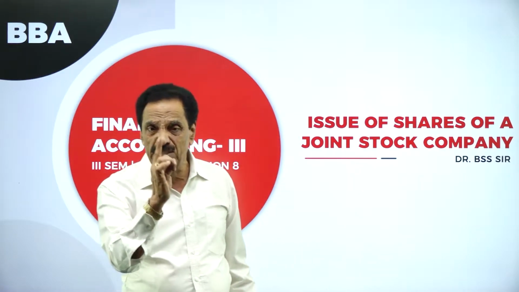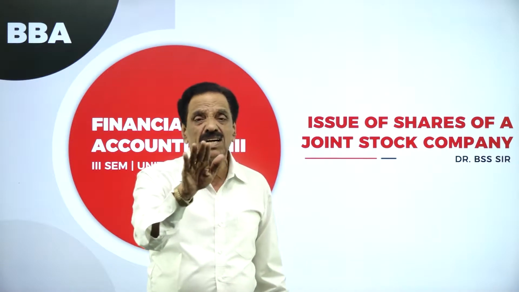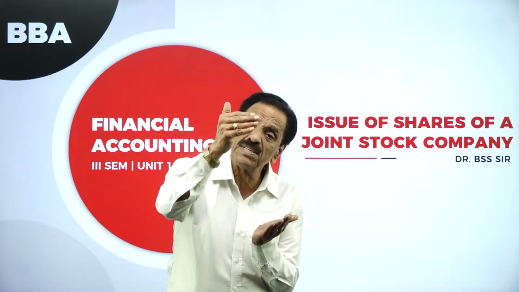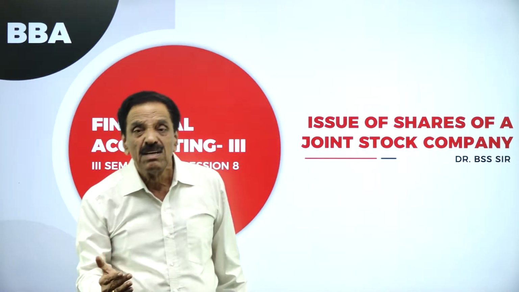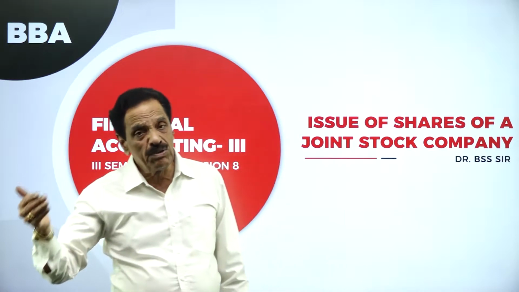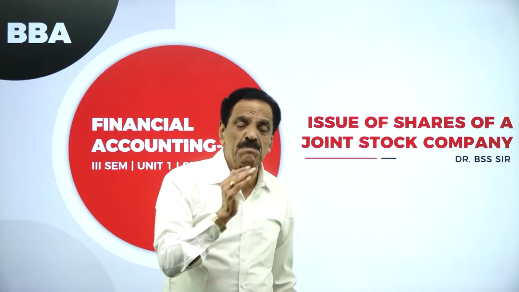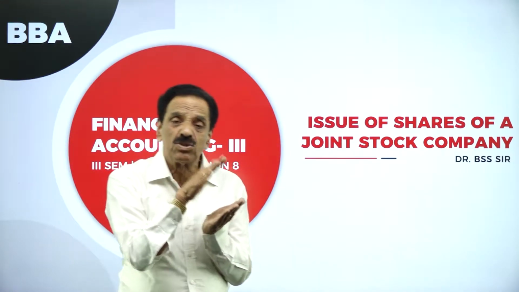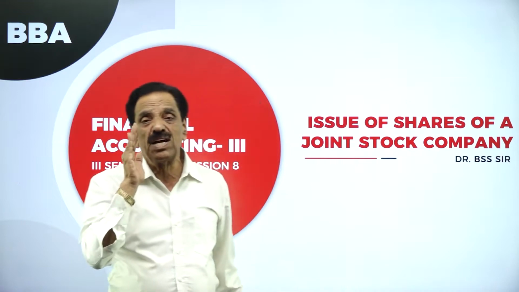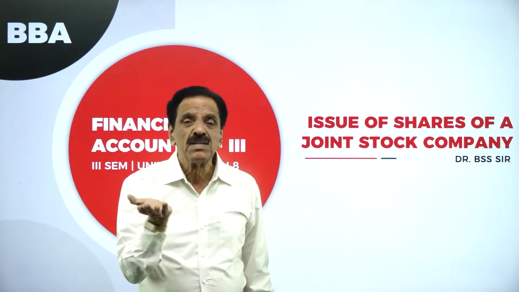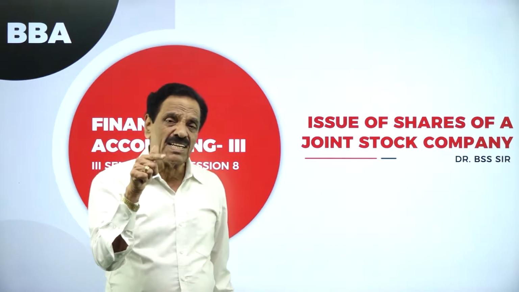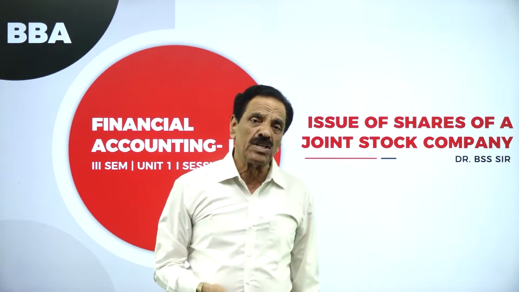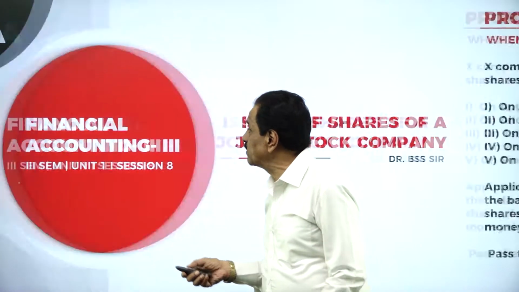Share can be issued in 3 ways: share at a par, share at a premium, share at a discount. If 100 rupees share issued at rupees 100, it is called share at a par. If 100 rupees share issued at rupees 120, it is called share at a premium. If 100 rupees share issued at rupees 90, it is called share at a discount. In the last session, I discussed about the share at a premium. This session, I am going to discuss about share at a discount.